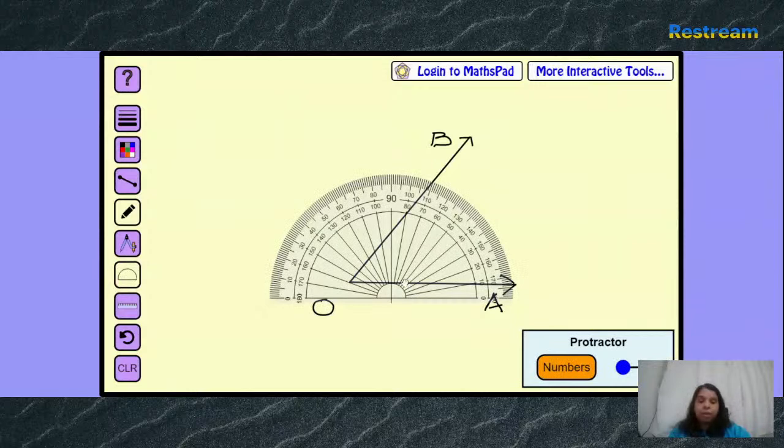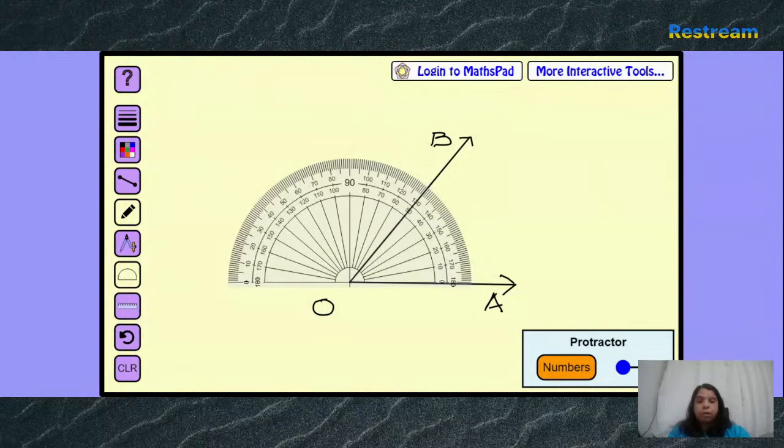So I'm going to take my protractor. Now here I don't have a 360-degree protractor, so I'm going to use a 180-degree protractor. Now I'm going to place this center on my vertex. Okay, on my vertex. And I'm going to look at in which direction my arrow is going.